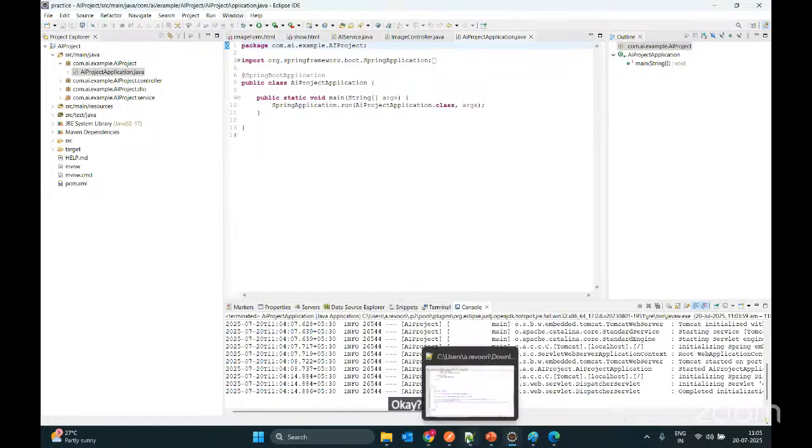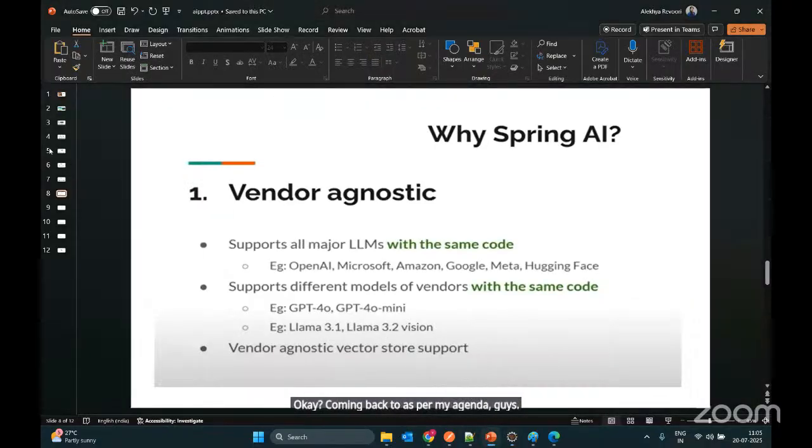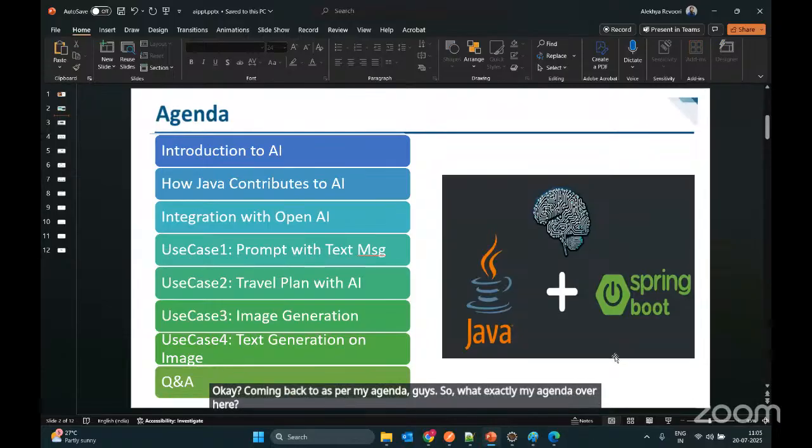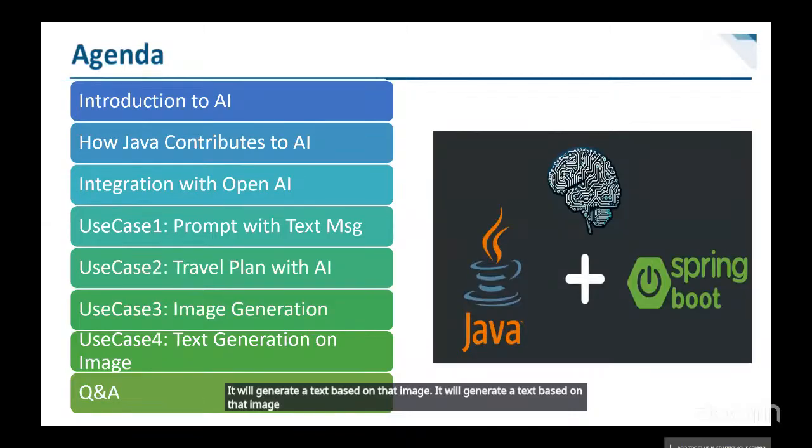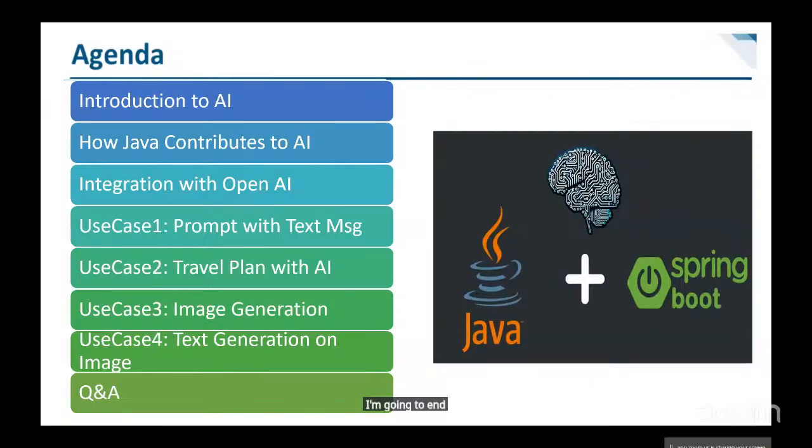Okay, coming back to my agenda, guys. What exactly is my agenda over here? I have completed prompting with a text message, the travel plan I have completed, image generation I have completed, and last but not least, I'll give an image and it will generate a text based on that image. It will take 20 minutes, guys. After that, I'm going to end the session with the Q&A.